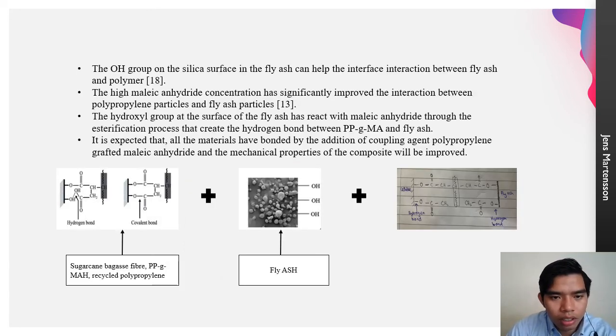The hydroxyl group on the silica surface of the fly ash can help the interface interaction between fly ash and polypropylene. The high maleic anhydride concentration will improve the interaction between PP and fly ash particles. The hydroxyl group at the surface of fly ash will react with maleic anhydride through the esterification process that will create a hydrogen bond between polypropylene grafted maleic anhydride and fly ash. It is expected that all the materials will be bonded by the addition of the coupling agent, polypropylene grafted maleic anhydride, and the mechanical properties of the composite will be improved.